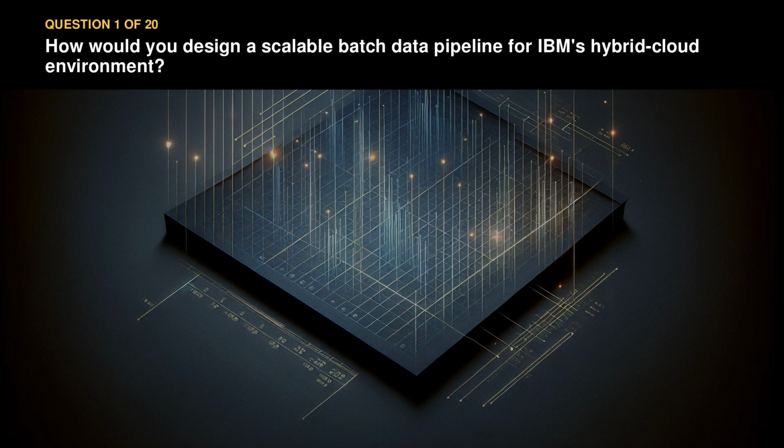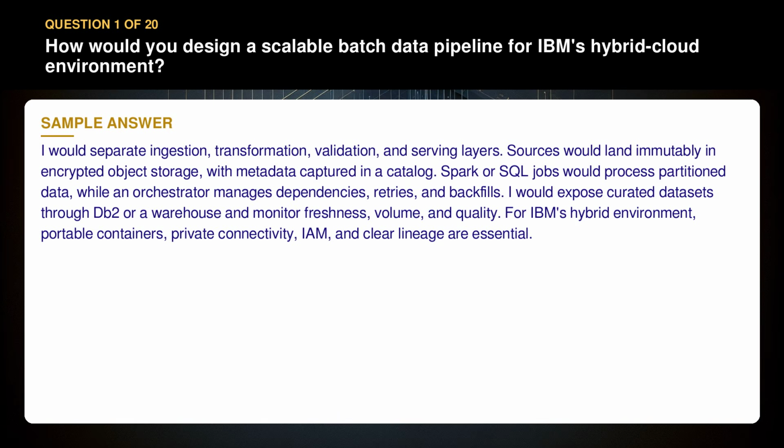Question 1. How would you design a scalable batch data pipeline for IBM's hybrid cloud environment? I would separate ingestion, transformation, validation, and serving layers. Sources would land immutably in encrypted object storage, with metadata captured in a catalog. Spark or SQL jobs would process partitioned data, while an orchestrator manages dependencies, retries, and backfills.